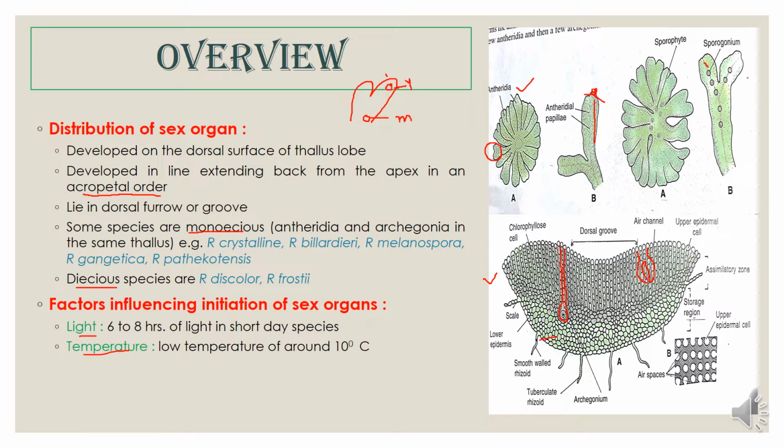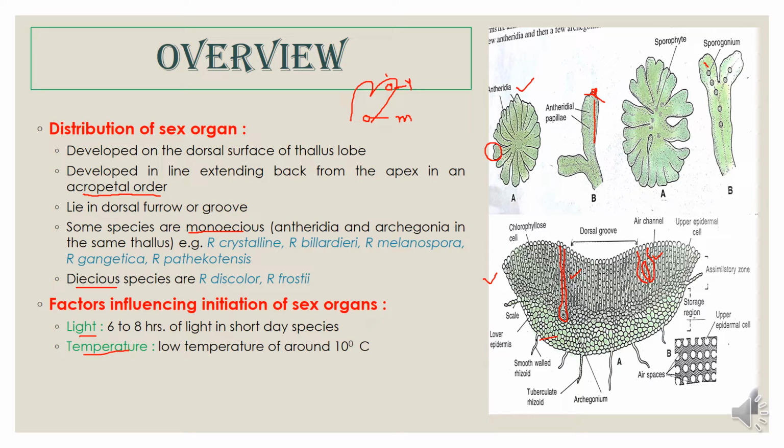They will be produced in this type of chamber that lies inside the groove. So the sex organs are present embedded in the thallus of the gametophyte. The male gametes are produced in the antheridial chamber, and the female ones in the archegonial chamber.